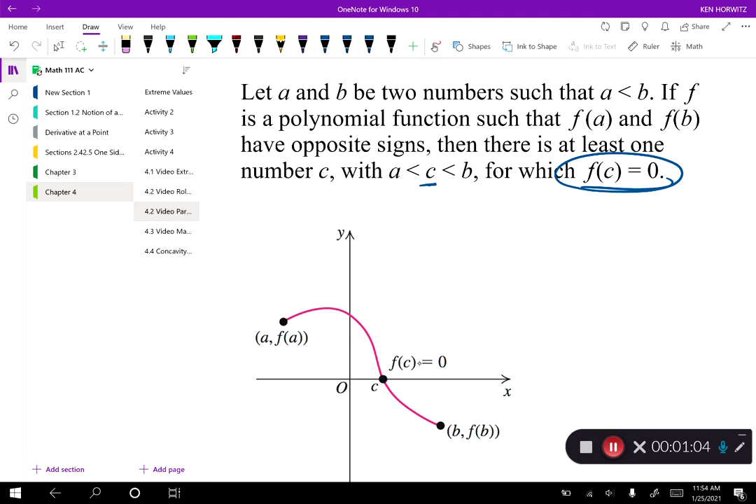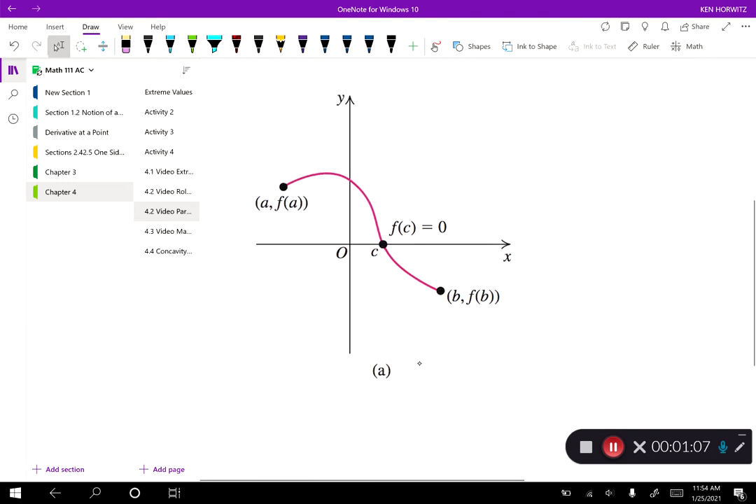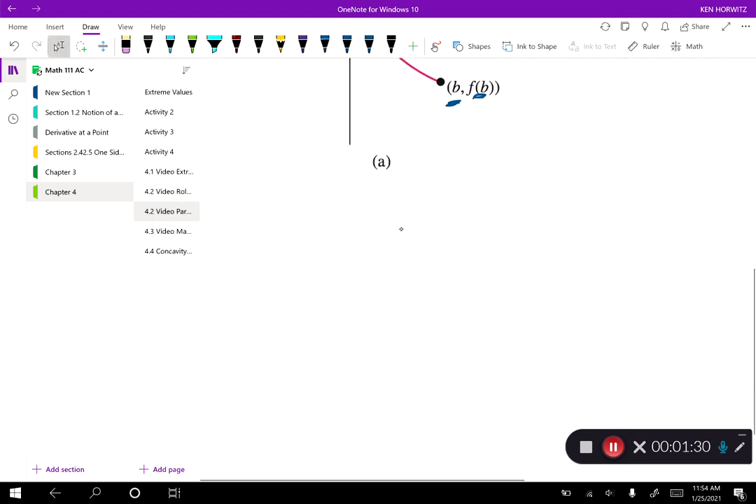So here is an illustration of what we're saying, right? I have A up here and I have B down here. They have opposite signs, right? F of A and f of B have opposite signs, right? As long as my function is continuous, there has to be at least one number where f of C equals 0. All right? So let's try an example.